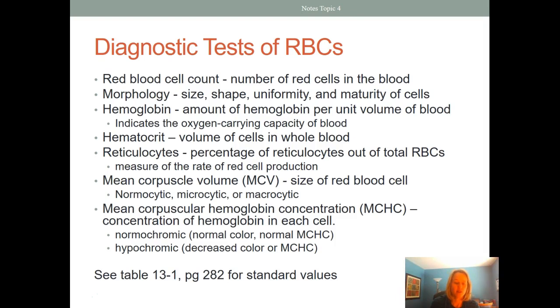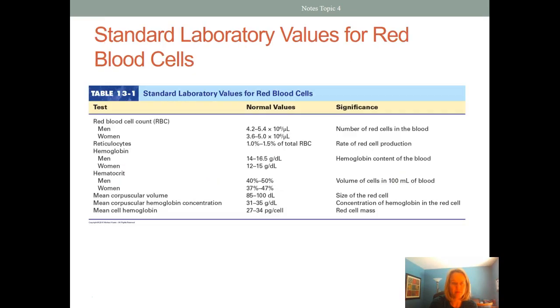These can be defined as either normochromic, so normal color, normal hemoglobin concentration, or hypochromic, and these are going to be more pale, decreased color with decreased hemoglobin content per cell. And then this just shows some of the normal values and their significance for these values. This comes from table 13.1 in your book.